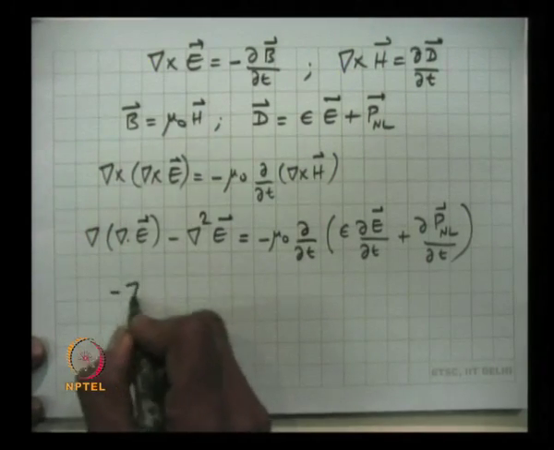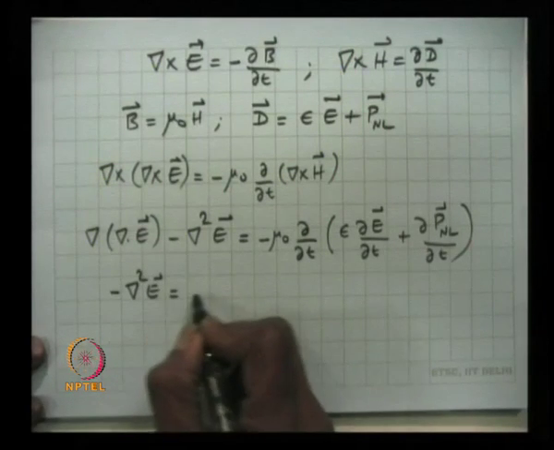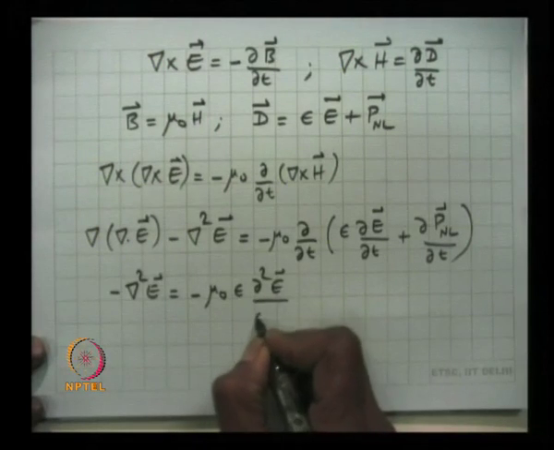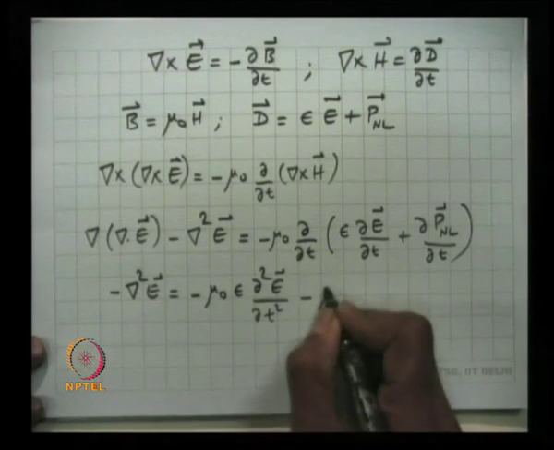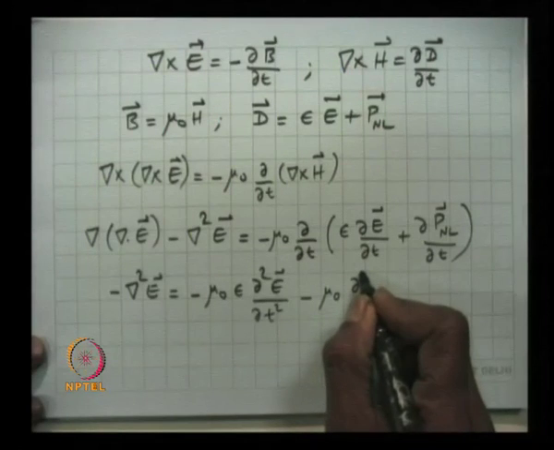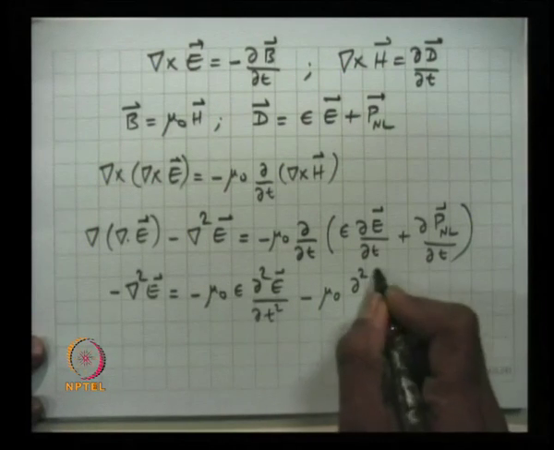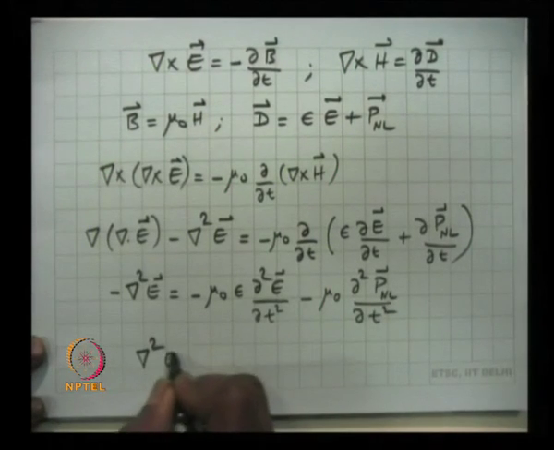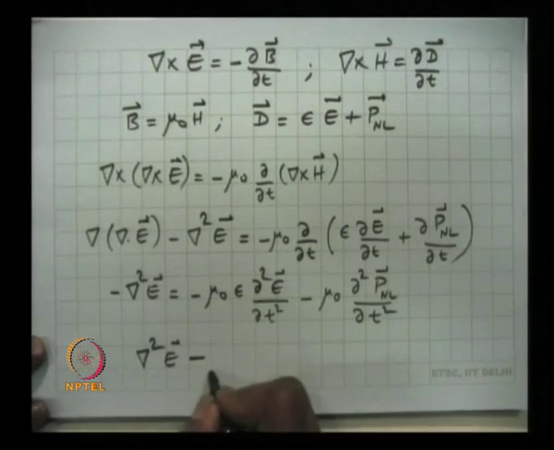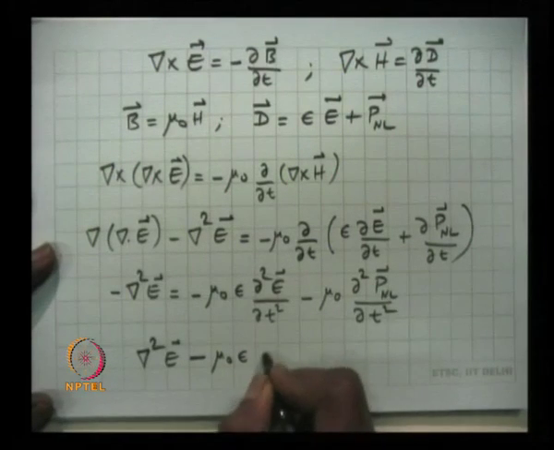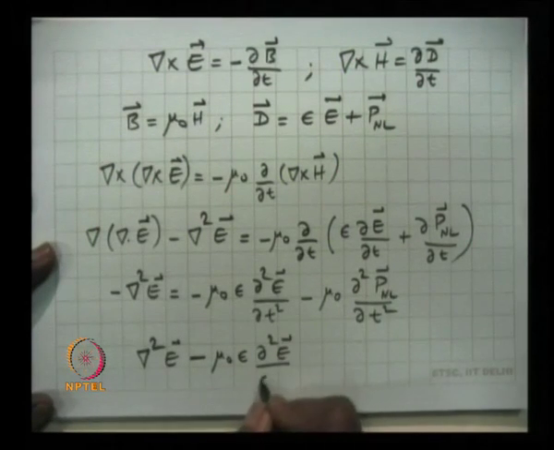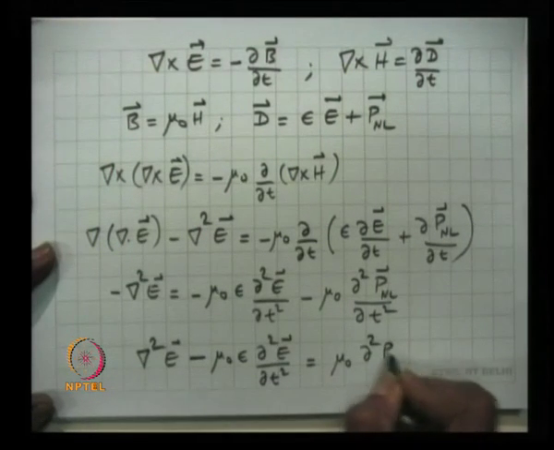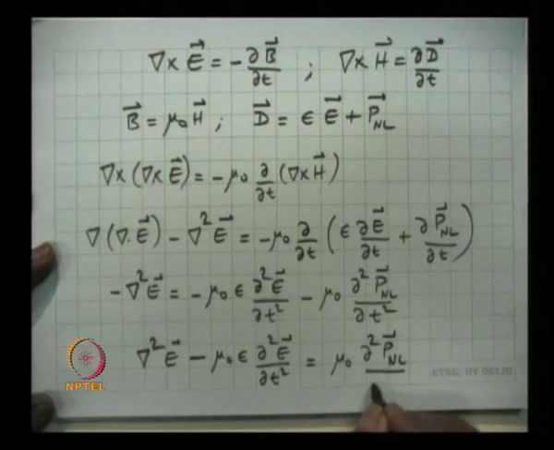So this is minus del square E is equal to minus mu 0 epsilon del square E by del T square minus mu 0 del square P nonlinear by del T square. So this is my wave equation: del square E minus mu 0 epsilon del square E by del T square is equal to mu 0 del square P nonlinear by del T square.